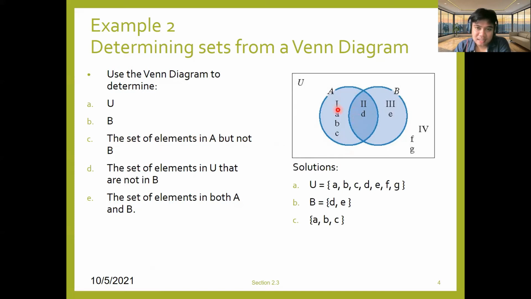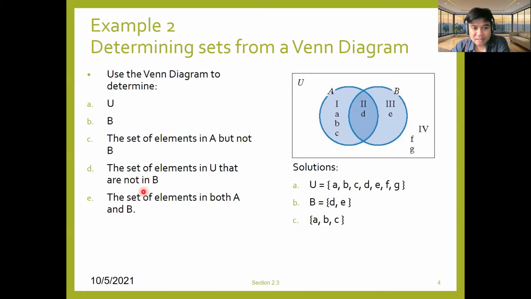Set na elements ni A pero hindi ni B. So basically, itong set A na to, itong A, B, C, and D. Kaso yung D is part ni B, so we need to exclude that. So ang ating sagot for letter C ay A, B, and C.